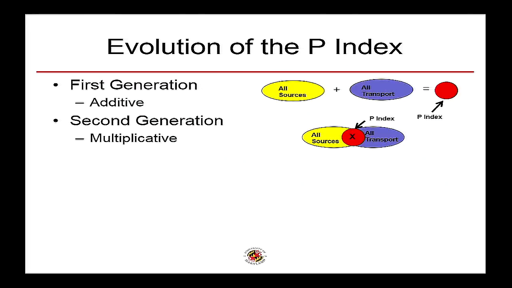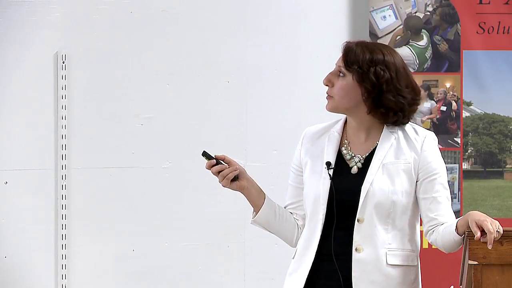It wasn't functioning the way they thought. So we moved to the second generation P index, which was multiplicative. We still added up all the sources and we still added up all the transport factors, but we just multiplied them together. And then as this was out in the field and we were seeing how it was working, specifically here in Maryland, we noticed that there were a lot of fields where this was failing.